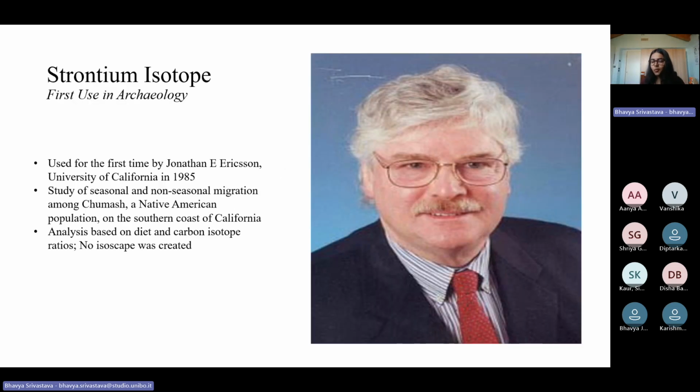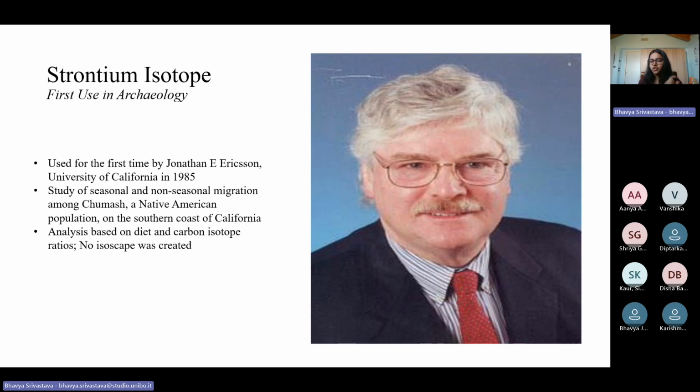Jonathan E. Erickson was the pioneering archaeologist who actually utilized strontium for mobility. He was a part of University of California, and he tried to understand seasonal and non-seasonal migration amongst a Native American tribe, which is found on the southern coast of California. In his study, he did not really create any isoscape. He took the burials, the skeletons that were found.